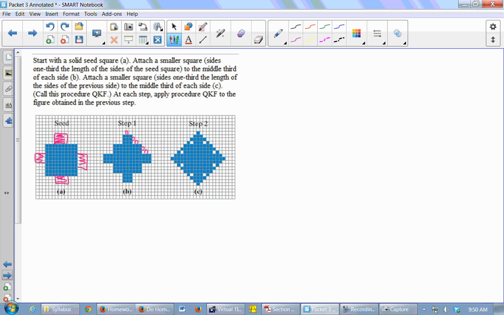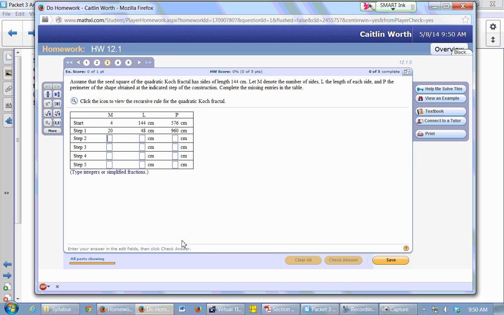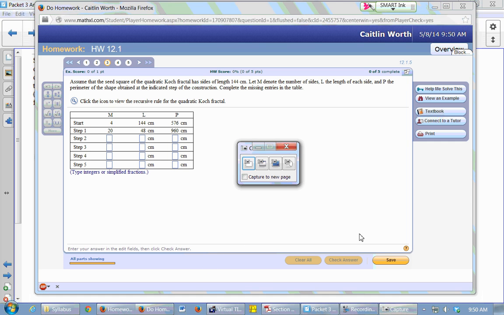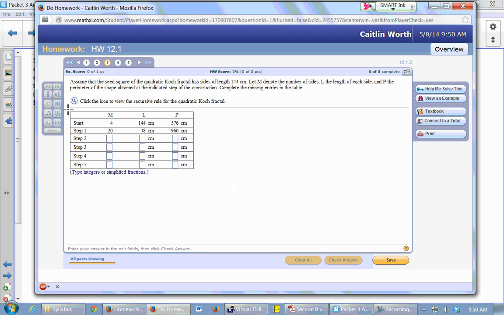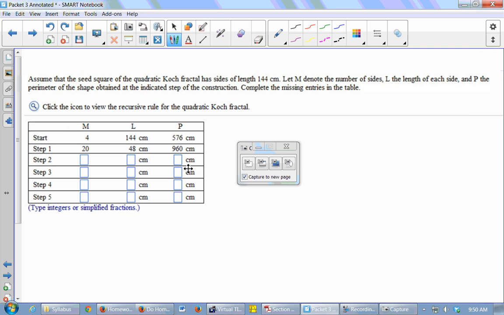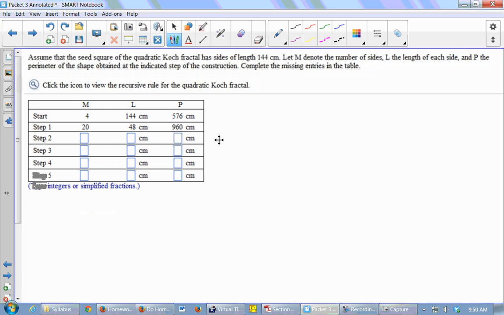All right, so let's see what they asked us about this. So we're supposed to investigate the perimeter. So the squares you asked, like the first square, right? Okay, so we were supposed to assume that the seed square had sides of length 144. So if I draw a seed square, each side is length 144.